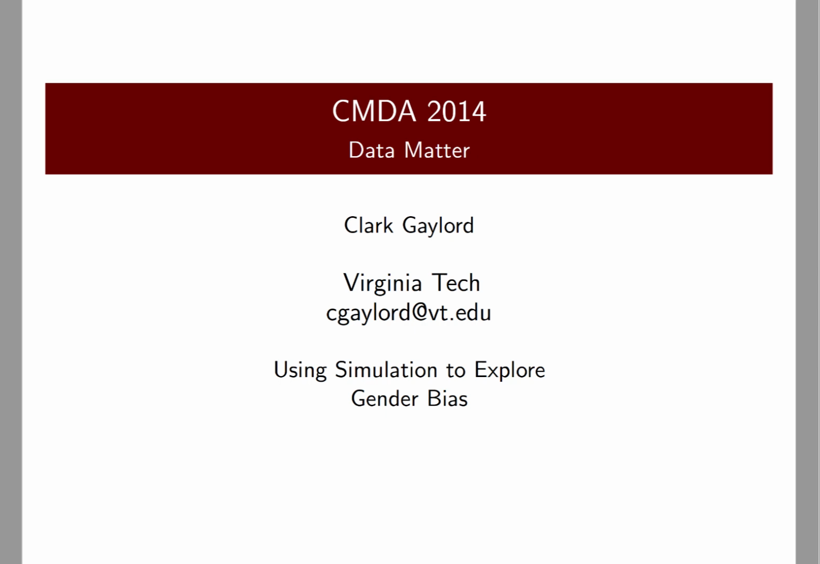This video was originally recorded in the fall of 2019 for my Computer Modeling and Data Analysis 2014 class, Data Matter, at Virginia Tech. Today we're going to look at how to use a simulation to explore a particular permutation situation. In this case, we're going to explore a gender bias scenario and see how simulation, using R to do that, can help us out.